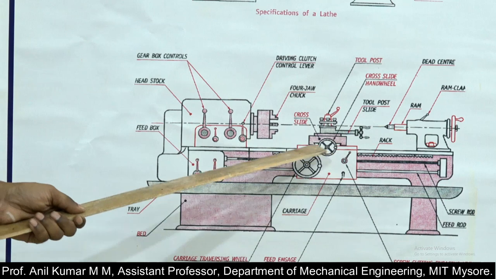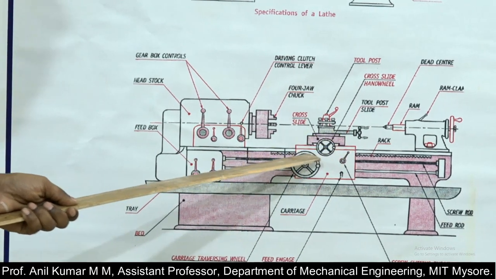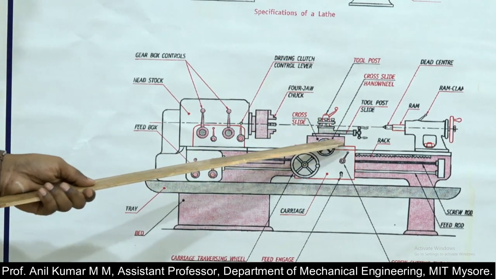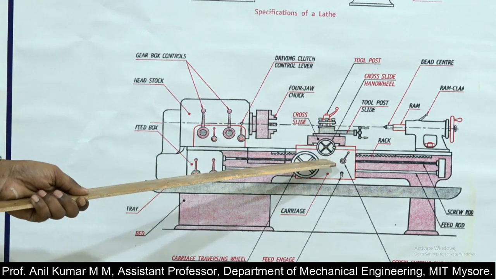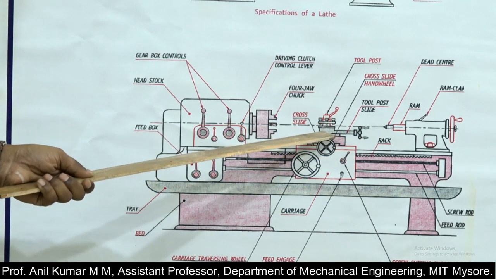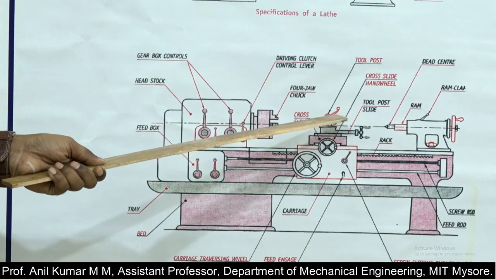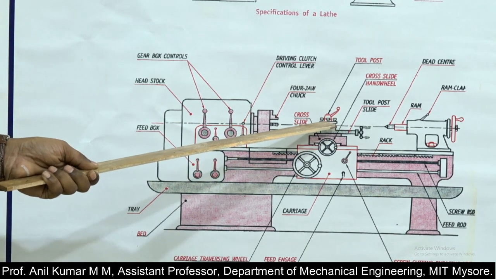This compound tool rest can be swiveled, can be rotated, to any desired angle to facilitate the taper turning operation. And above the compound rest there is a tool post. The tool post will hold the cutting tool rigidly.